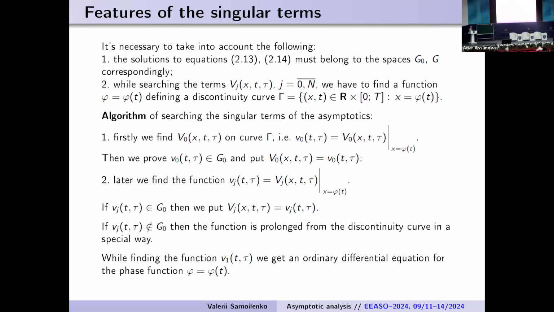If the solution of this equation belongs to the class of quickly decreasing functions in variable tau, we can put the prolongation of this function from the discontinuity curve in a simple way: we put capital V like small v. If this condition is not fulfilled, we do the prolongation from the discontinuity curve into its neighborhood in some special way. We use some special representation of these solutions for the general case.